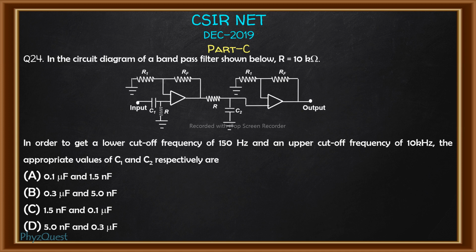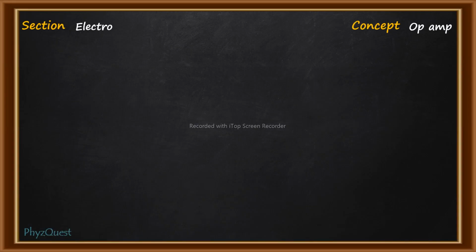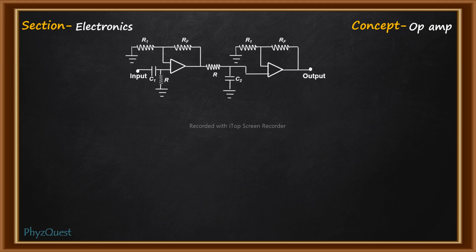So let's get started. This question comes from the section electronics and the concept involved here is op-amp. We know that an operational amplifier has many applications. Filter circuit is one of them. In the given question, we are given the circuit diagram of a band pass filter. Now, what is a band pass filter?